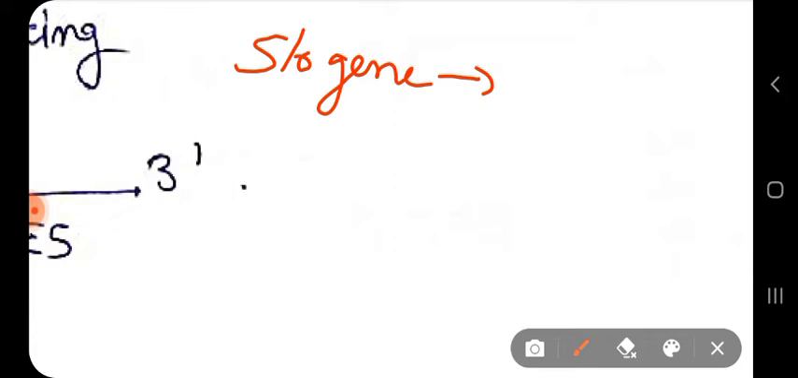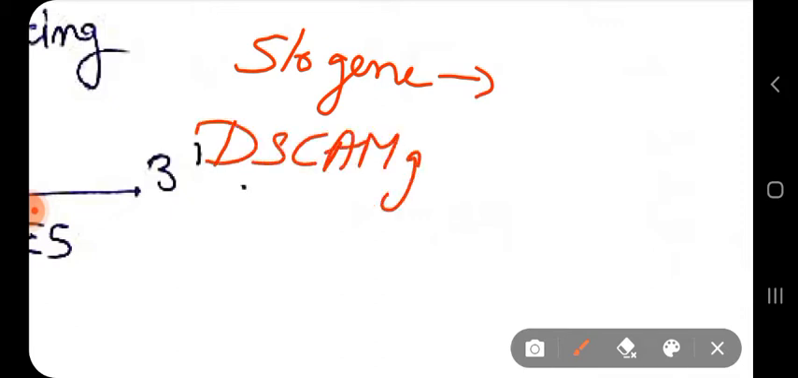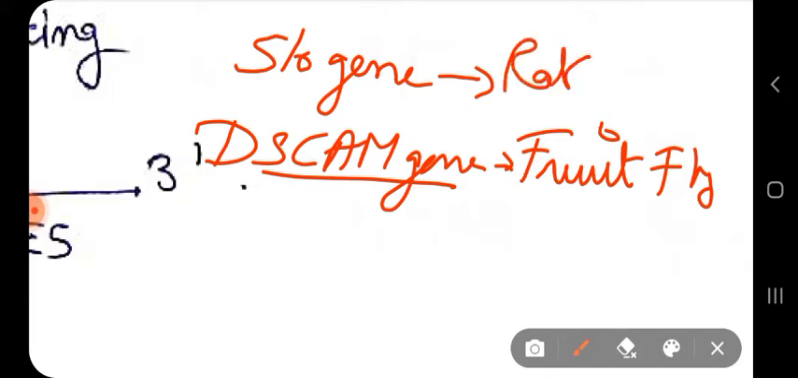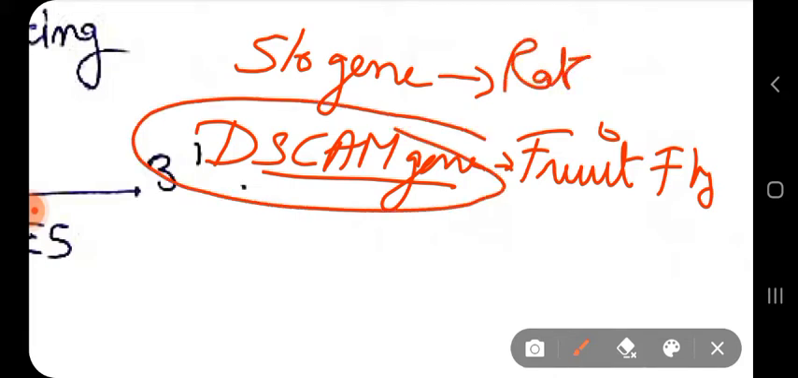Okay, another example is the DSCAM gene. Now this DSCAM gene is found in Drosophila, the fruit fly, whereas the SLO gene is found in the rat. Variants of proteins can be prepared from these genes by the process of alternative splicing.